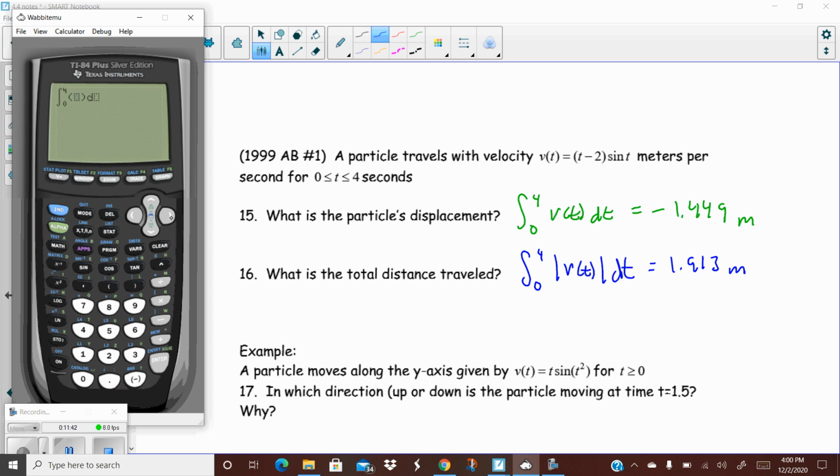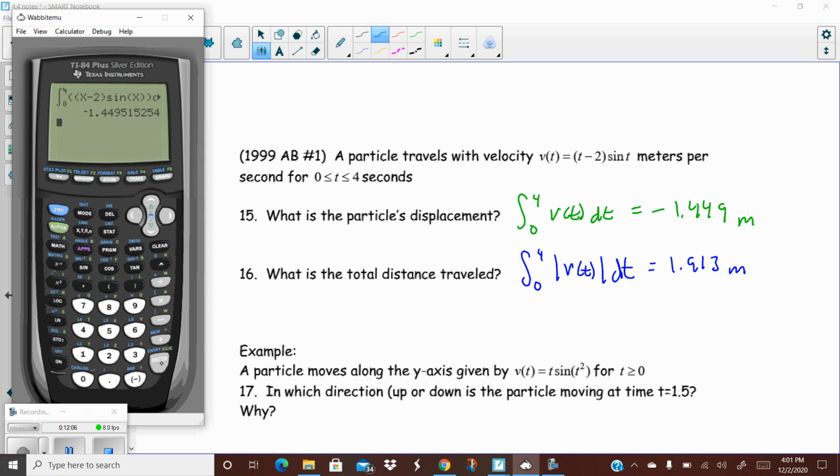And let's just go ahead and do the displacement. It's an easier one to type in. So it'll be x minus 2 sine of x. And you do have to type in the fact that you're using x as your variable. And boom, there it is.